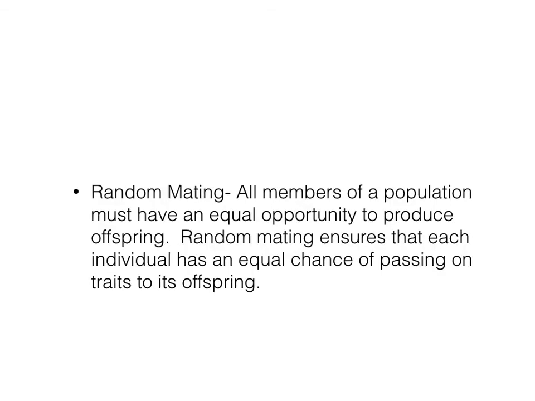So let's talk about what those things mean. Random mating: all the members of a population must have an equal opportunity to produce offspring. Random mating ensures that each individual has an equal chance of passing on its traits to its offspring. We know that random mating does not occur in populations. It doesn't actually exist in animals, which are going to mate with the strongest and the best.